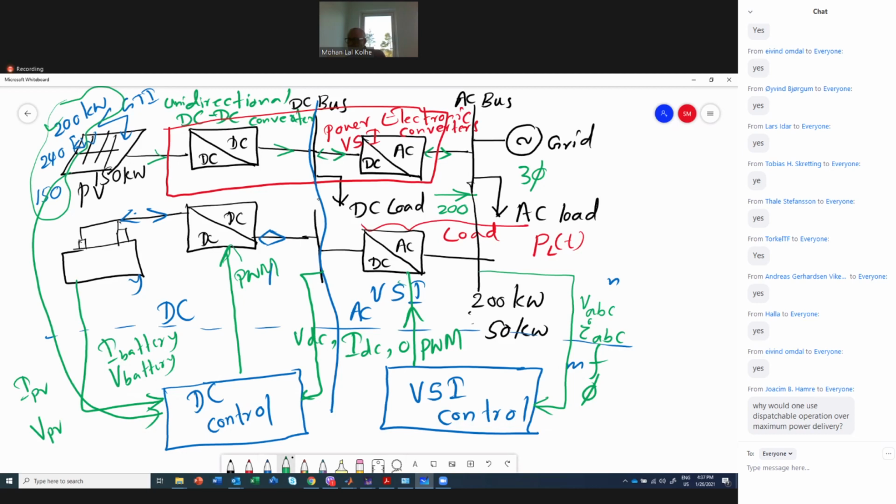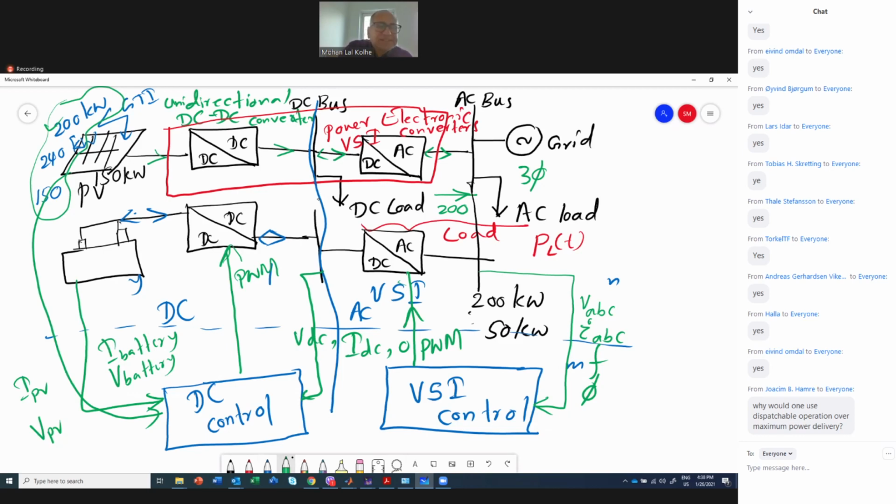When you come to control, we have basically two types of control, DC control and the VSI control. If you are interested in DC control, you can analyze DC control. If you are interested in AC control, you can analyze and work with voltage source inverter control. Here maybe I would like to tell the students.